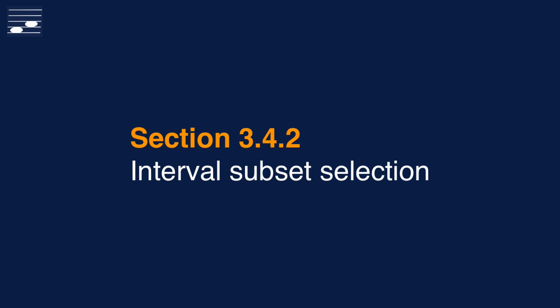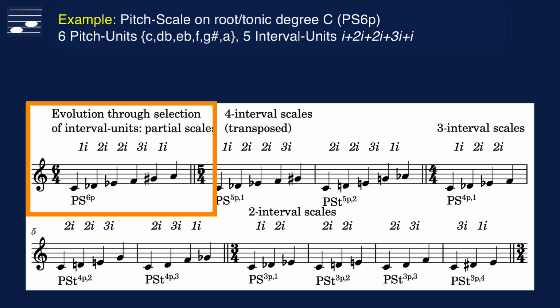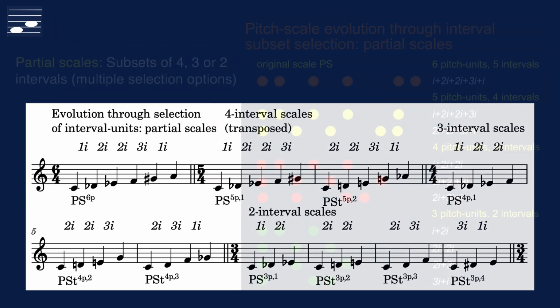The final evolution method also uses subset selection, but this time applied to the interval series in the scale. Let's return to our example scale once more. The interval sequence is 1, 2, 2, 3, 1 semitones. Partial scales are now obtained by clipping one or more intervals from the series, keeping the remaining neighboring intervals.